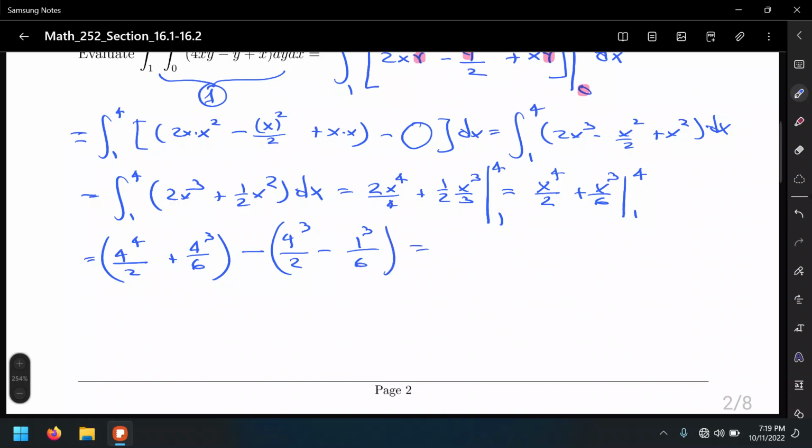And after simplifying all this madness using a calculator, our final answer has to be, which one? This one should be 1, right? Thank you. 138.